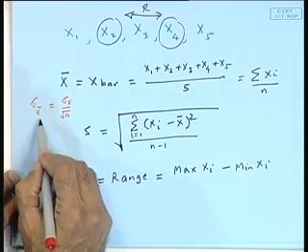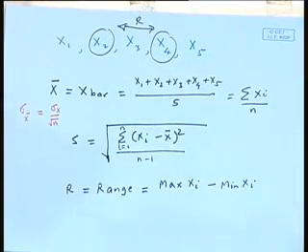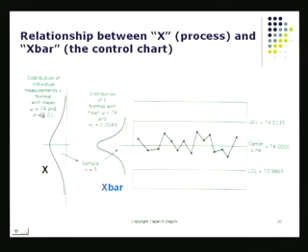So the larger n is, the narrower, the tighter my sigma x bar is going to be. And that's why, when I go back to the screen, the bell curve on the left, this wide one, has a larger sigma, and this one has a smaller sigma, because this sigma is going to be sigma x divided by square root n. That's why control limits are always narrower.